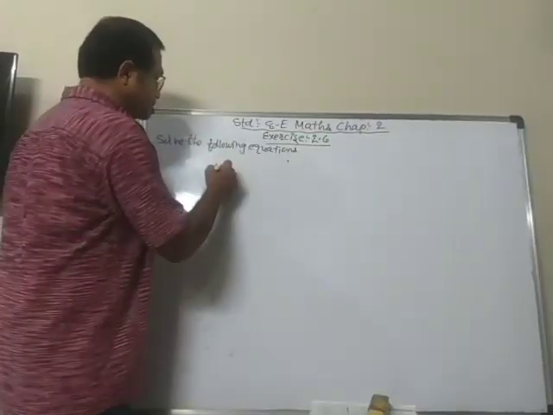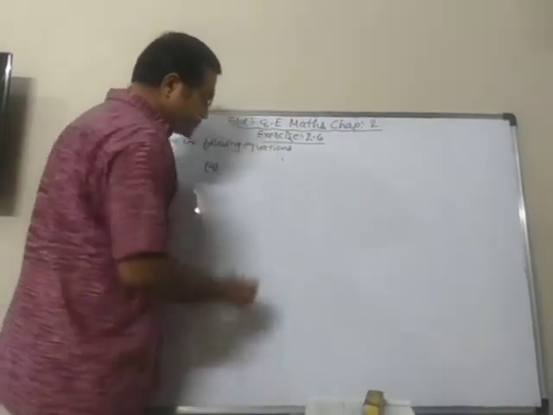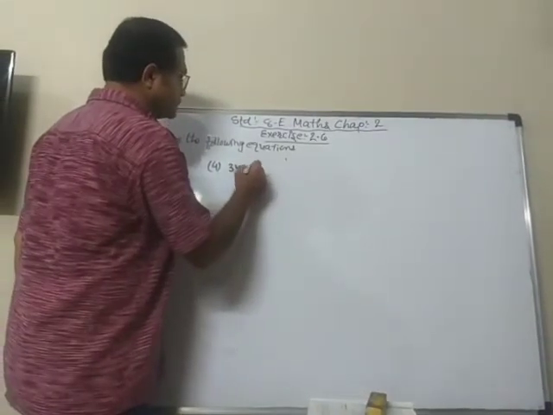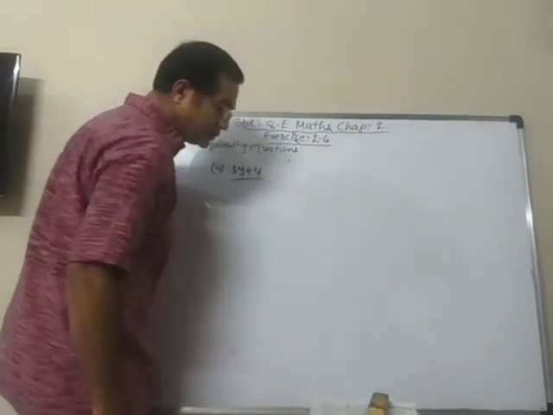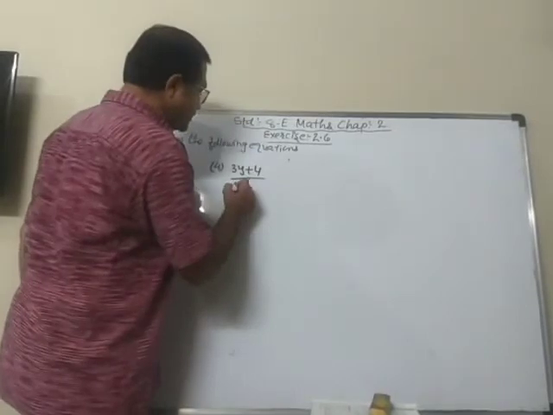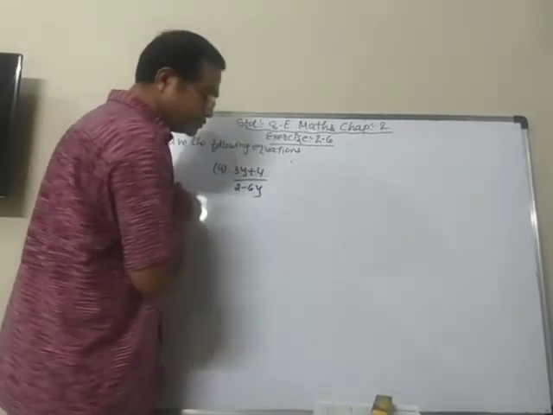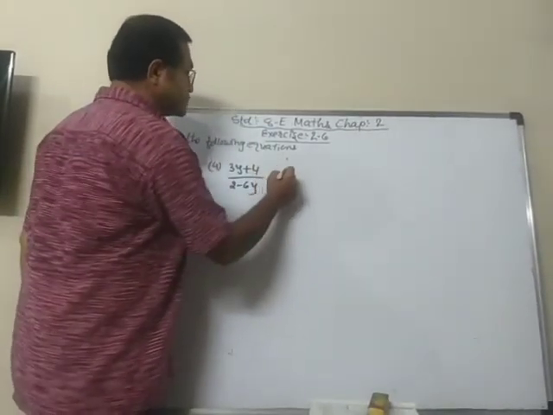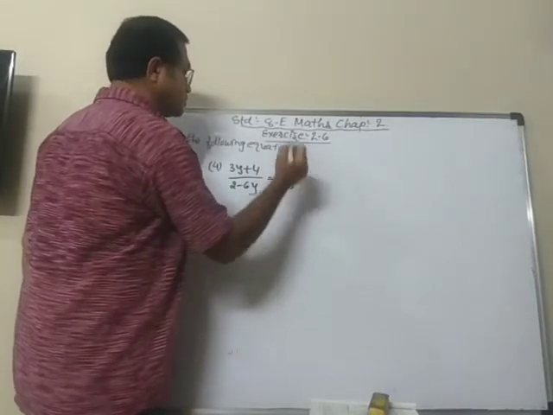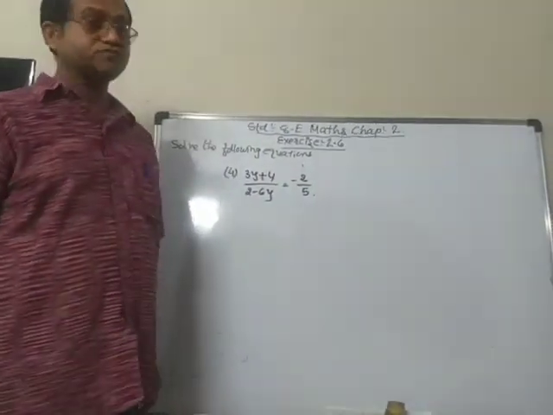Fourth one is 3y plus 4 upon 2 minus 6y is equal to minus 2 upon 5.